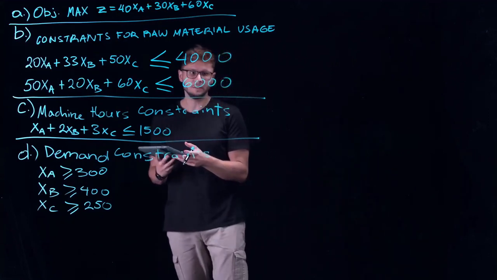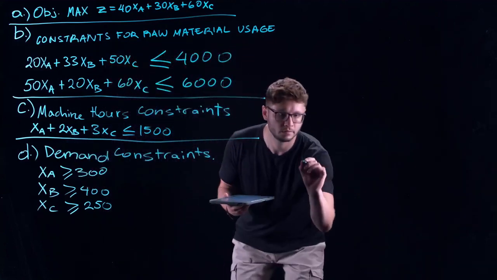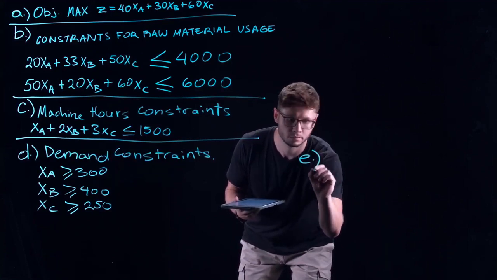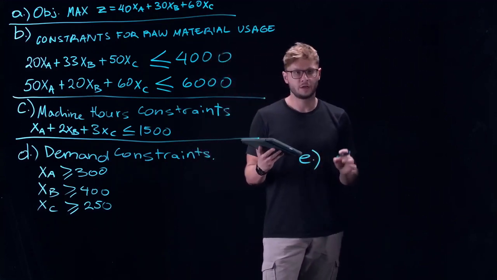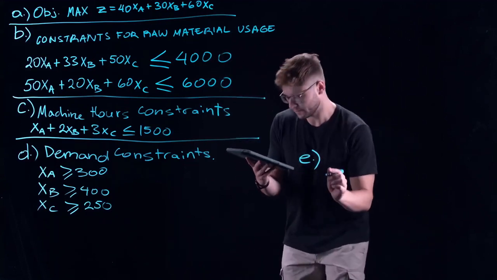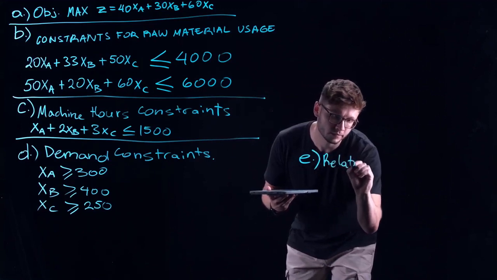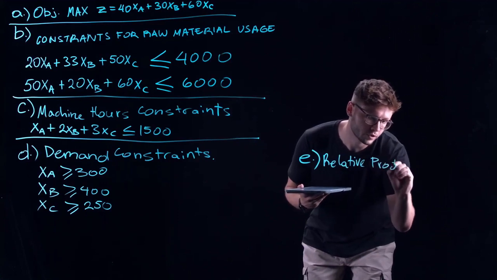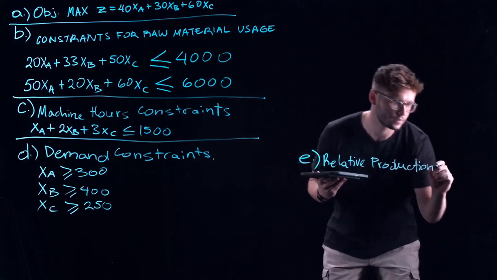For question E, which we could put over here, we're asked to write relative production amount constraints. This can be a little bit confusing, but we'll tackle it together. So, relative production amounts.